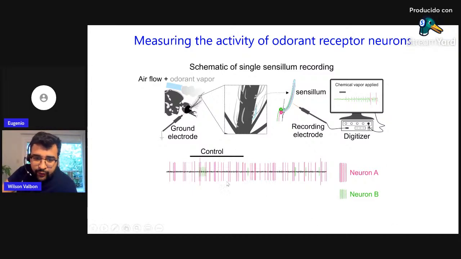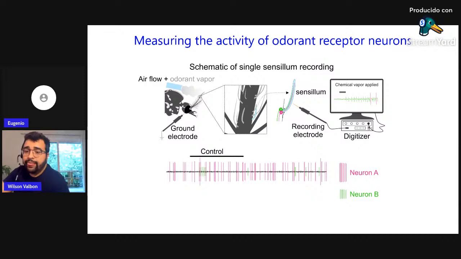Let's go back to this trace here, this single sensillum recording trace. We call this SSR. In pink is the response of neuron A, and the green is the response of neuron B. Again, this is the action potential of the neurons. The neurons are firing. This is just the control. We apply just clean air, and we can see the neuron firing because there are always action potentials happening. You can tell apart these two neurons by the size of the spikes. These large spikes are neuron A, and the smaller ones are neuron B.